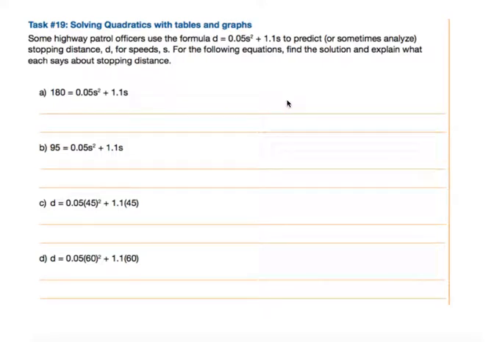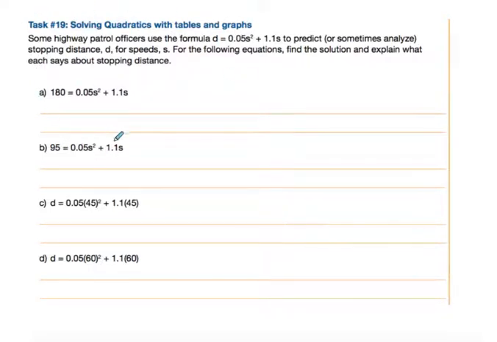Okay, so in your packet, we're going to do task number 19. Some highway patrol officers use this formula to predict or sometimes analyze stopping distance, D, for speeds, S. For the following equations, find the solution, explain what it says about the stopping distance. I did A with you. I'm going to do B with you today.